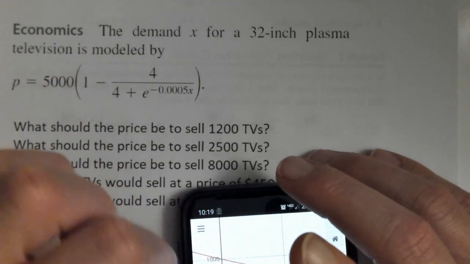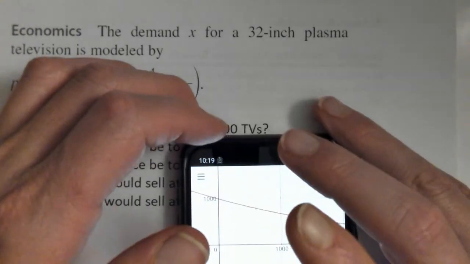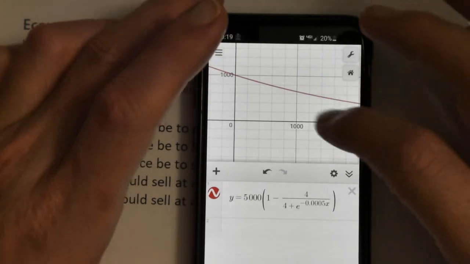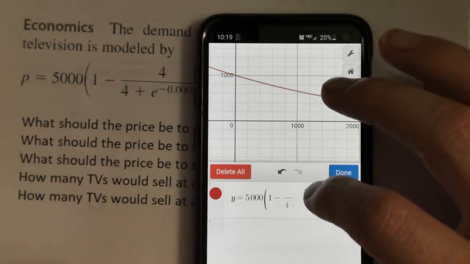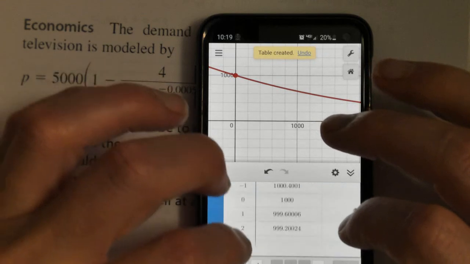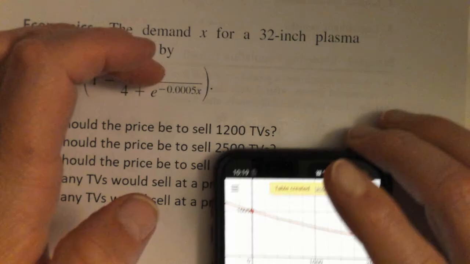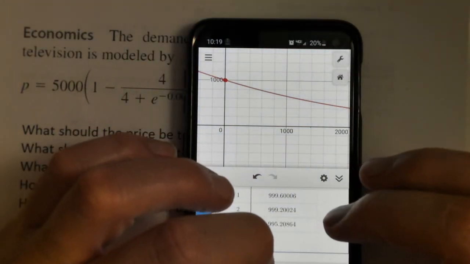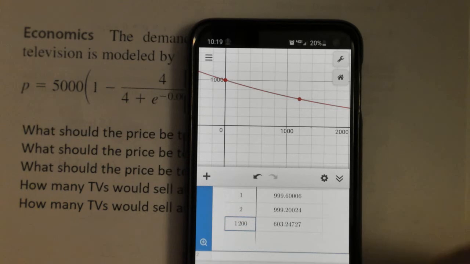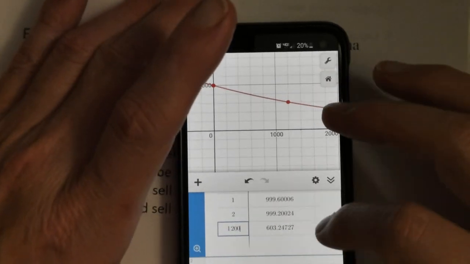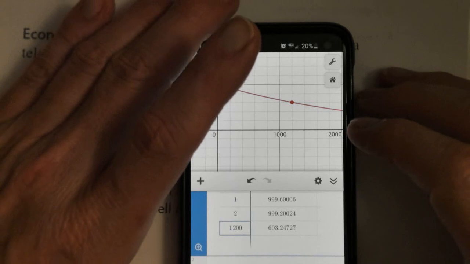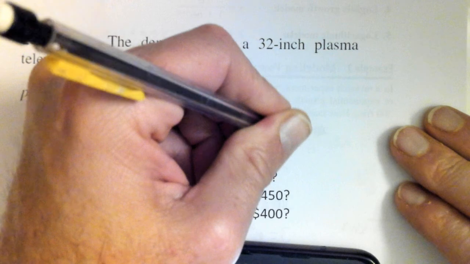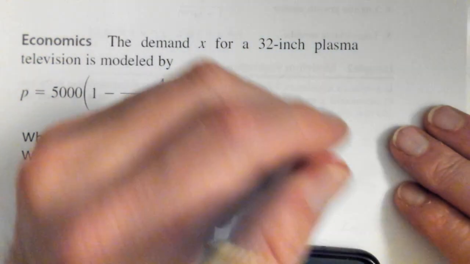And so really, instead of guessing with the graph, I'm just going to pop a table up here. If you press this button on Desmos and click the table, it just gives you a table of values. What do I want? I want to know what the price is going to be to sell 1,200 TVs. So if I want to sell 1,200 TVs, I need to price them at $603.25. That price will allow me to sell 1,200 TVs.